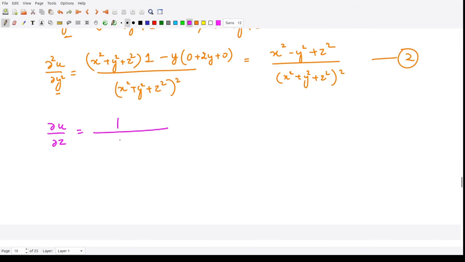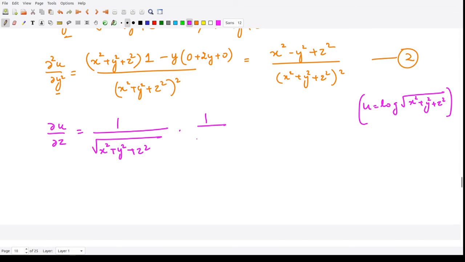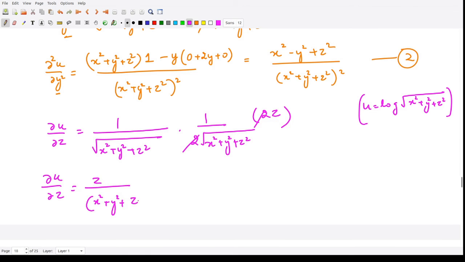So that would be 1 divided by... because our u was log of square root of x² + y² + z². So our ∂u/∂z would be equal to 1 divided by square root of x² + y² + z², and then we have 1 divided by 2 square root of x² + y² + z², and then the derivative of this inner quantity, so that is 2z. So this 2 and 2 cancel. So your ∂u/∂z is equal to z divided by x² + y² + z².